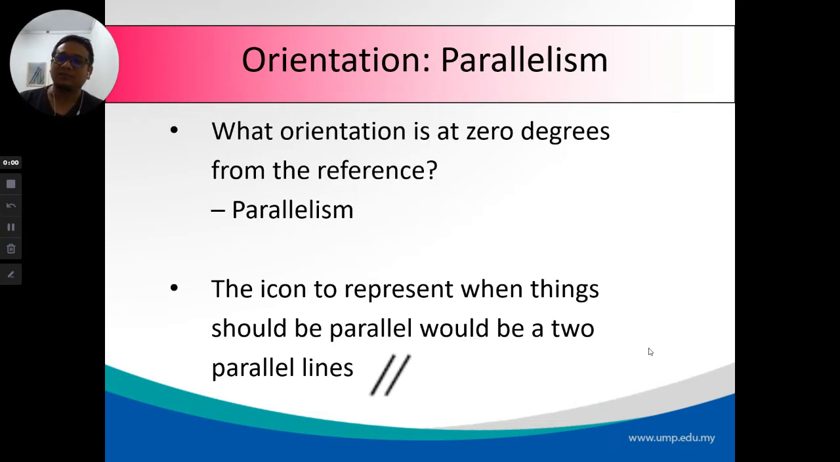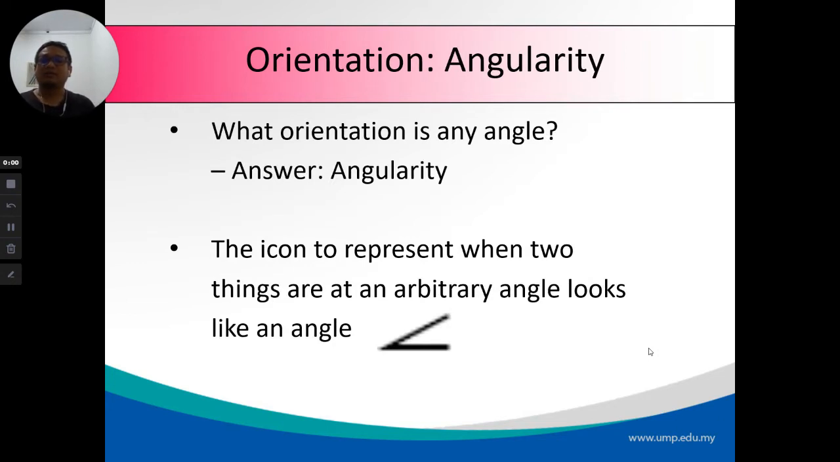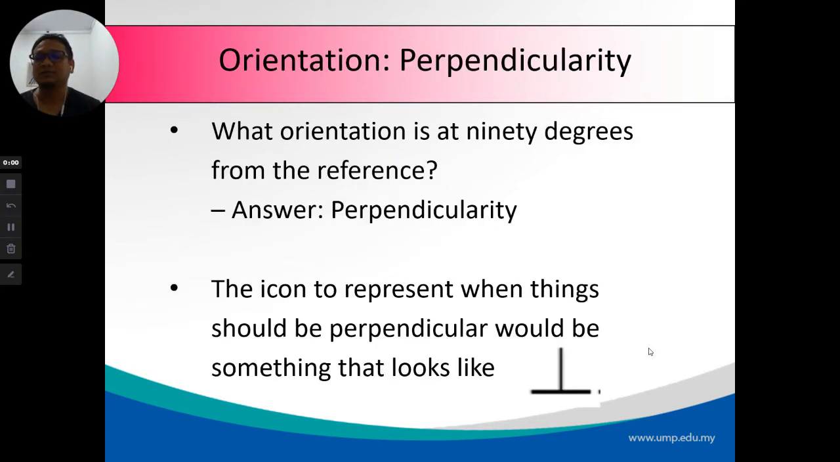Another one is parallelism. What orientation is 0 degrees? Parallelism. Basically, the icon that represents something that should be parallel is two parallel lines. So the first one you have, previously, is angles. The second one you have is parallelism. The third one will be angularity, which is, what orientation is an angle? The answer is angularity. The icon represents two things: one is, let's say, a horizontal line, and the second one is an angle. You have an arbitrary angle that looks like an angle.